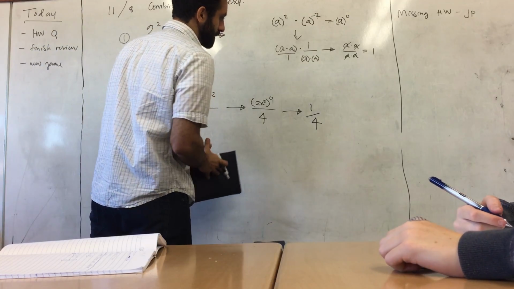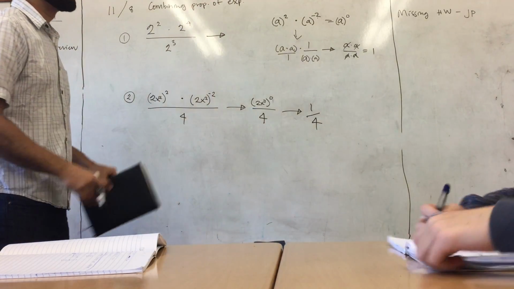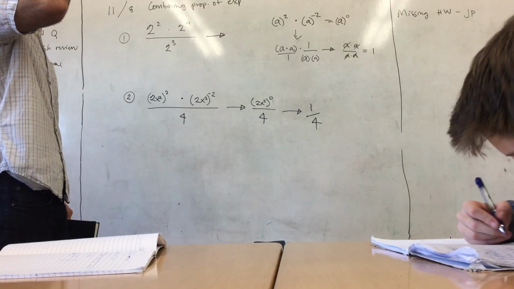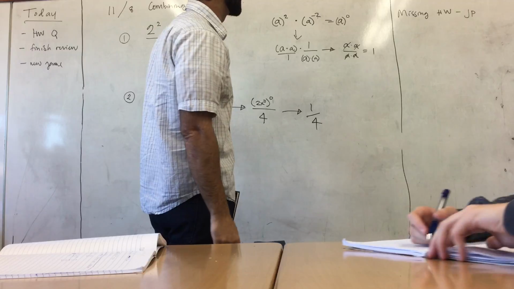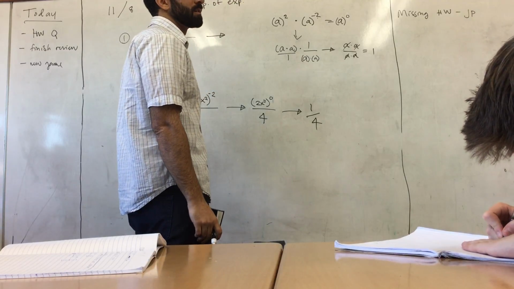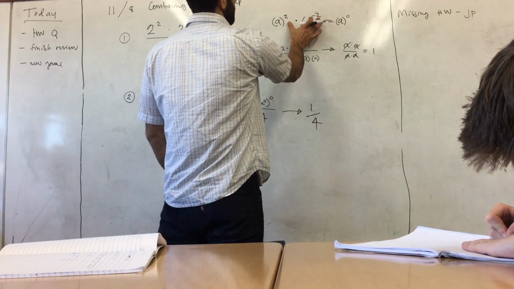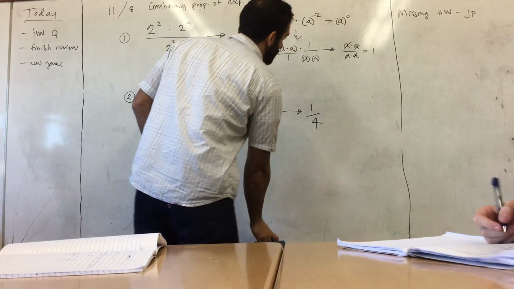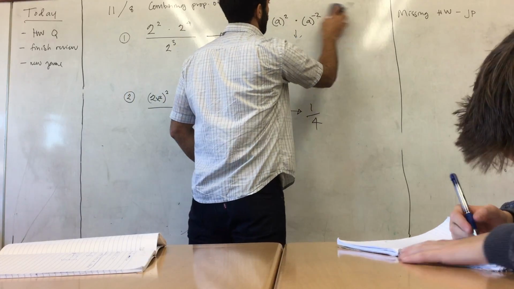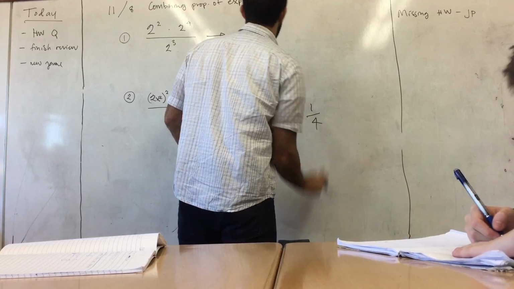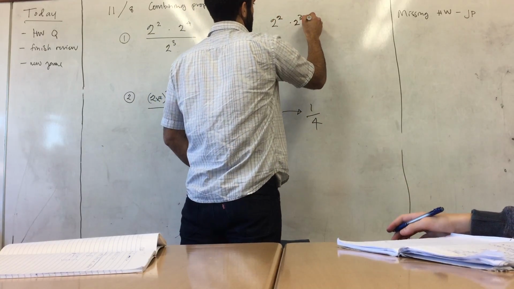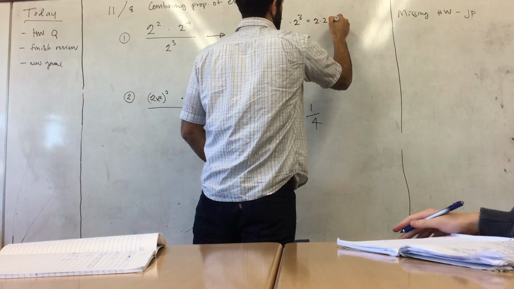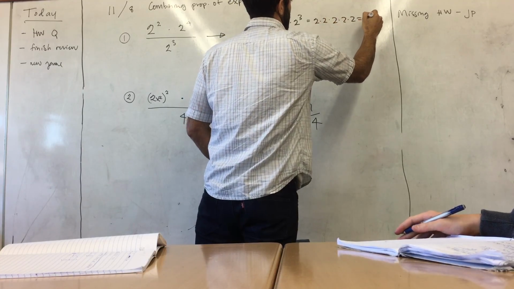I still don't understand. In every single other thing, you can cancel out negatives and positives. I don't want you to think of this as canceling. I want you to think of it as, if you have 2 squared times 2 cubed, it's actually 2 times 2 times 2 times 2 times 2. That's 2 to the 5th.